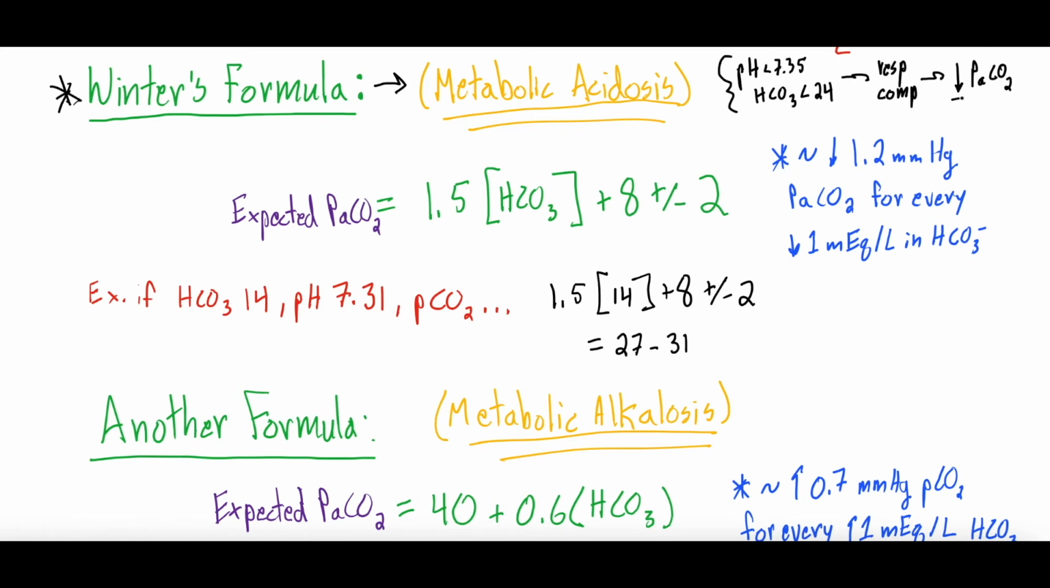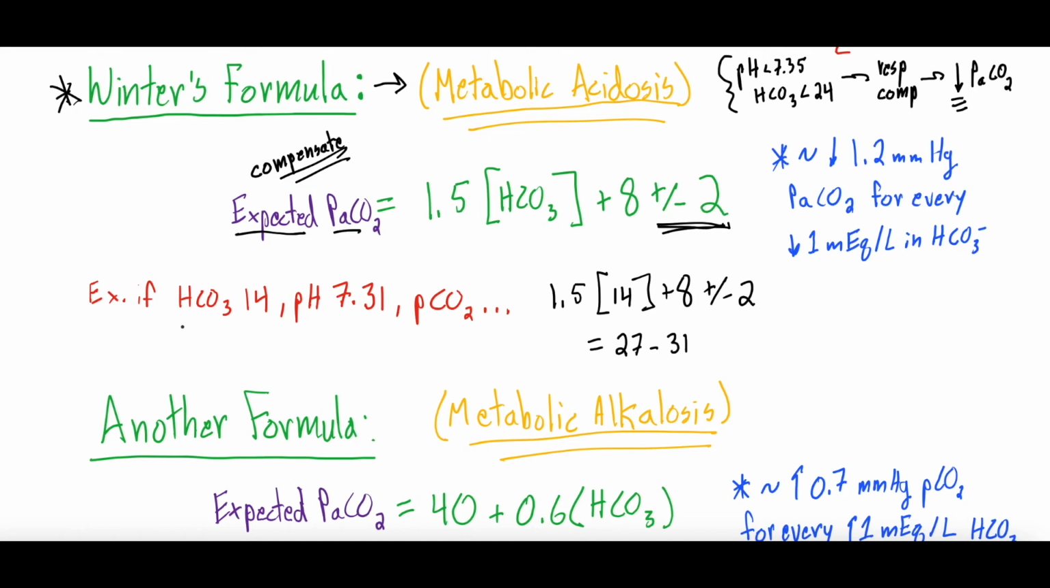But how much should that PaCO2 be decreased? Well, that is what this equation tells you. So the expected PaCO2, meaning if there were appropriate compensation from the lungs to compensate for the metabolic acidosis, this equation would drive what the CO2 should be. And that is 1.5 times the bicarbonate level plus 8, plus or minus 2, which is just a degree of error.